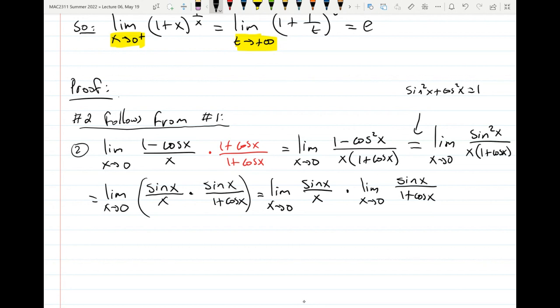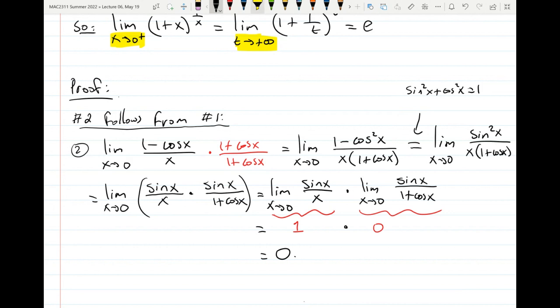Okay, and then this first limit is 1, from special limit number 1, and this second limit is just 0. When you plug in, you will get 0 over 1 plus 1, right? So you get 0 over 2, which is 0. So then the final answer is 0, as expected. 1 times 0, which is just 0.